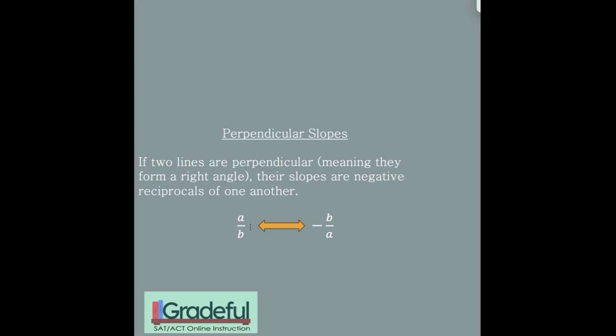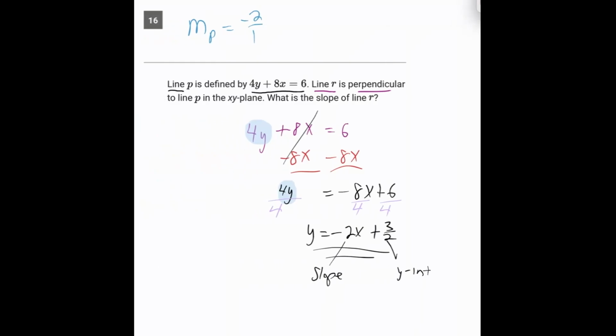If one of them is a over b, the other one is negative b over a. So we can take that negative 2 over 1, and to get the slope of line R, that would be positive 1 over 2. Because we're multiplying a negative by negative 1, that's actually going to make it positive again. And so that is our answer here.